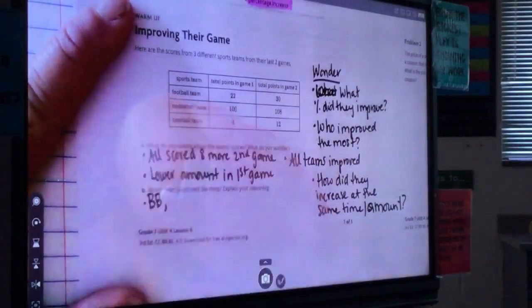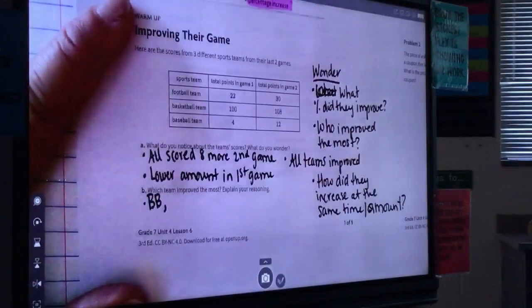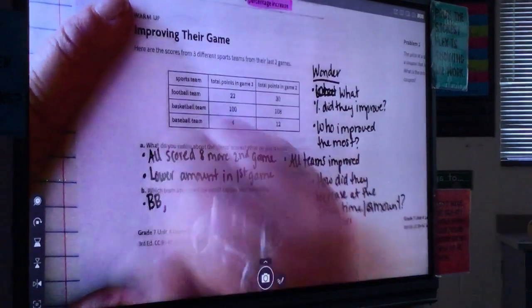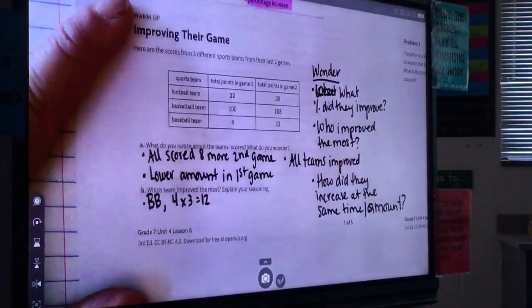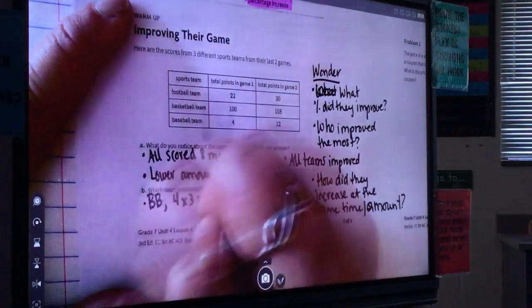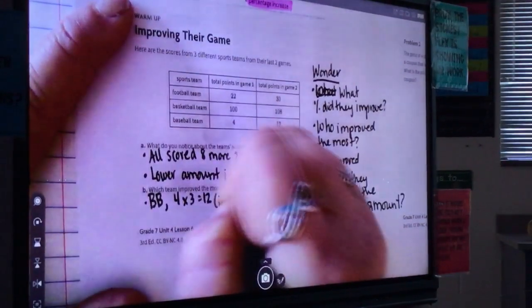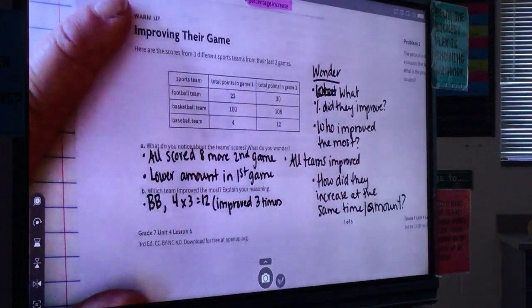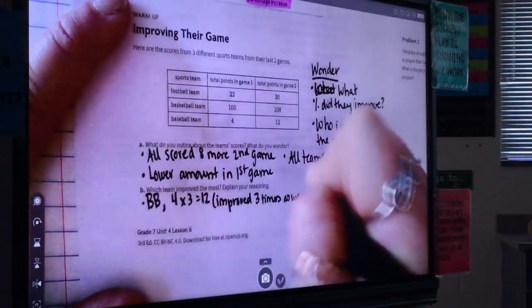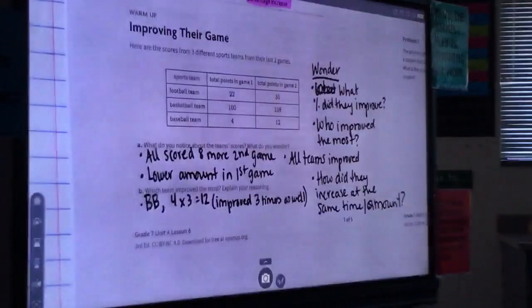Why? Because I could see that the difference from 4 and 12, it's like 4 times 3 would equal 12. So you said 4 times 3 equals 12? Yes, and that means they improved more than the other teams. So they improved 3 times as well? Yes. Okay, interesting. Anybody else come up with something different?